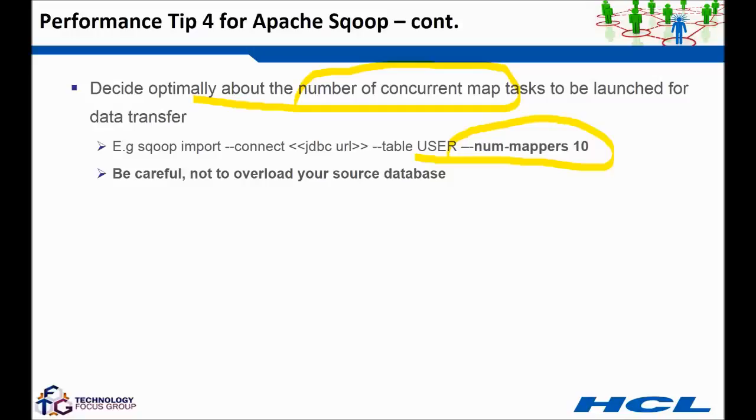You have to make sure that you are not overloading your source database, otherwise your performance can be impacted. Your main RDBMS system can become slow, because a larger number of clients are reading the data, or writing if it's an export. So you have to be very careful while increasing this. But yes, this can definitely improve your performance if your source system is perfectly tuned to handle more concurrent reads from different map jobs.